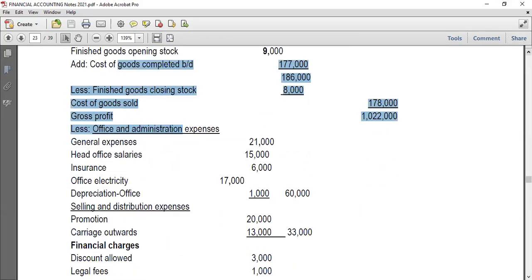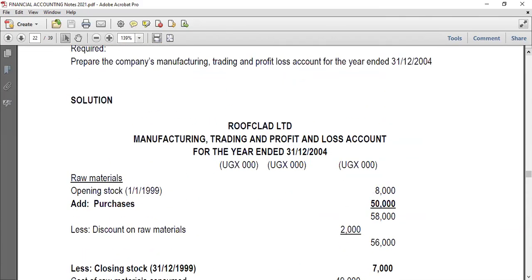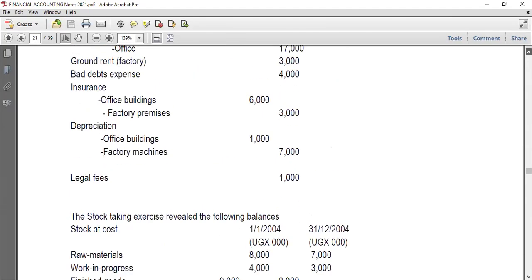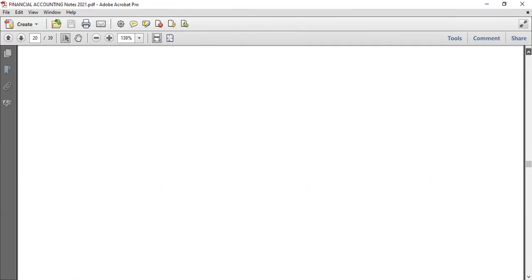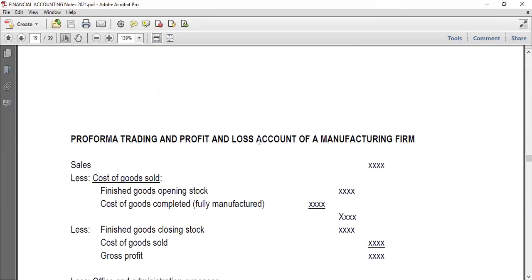In this question, as you can see, it's a single prepared document. This was a manufacturing, trading, and profit and loss account, so it was combining everything. But if you remember, when we looked at the different formats of the manufacturing account, this was our trading and profit and loss, which basically starts from sales and then goes to less cost of goods sold, okay?